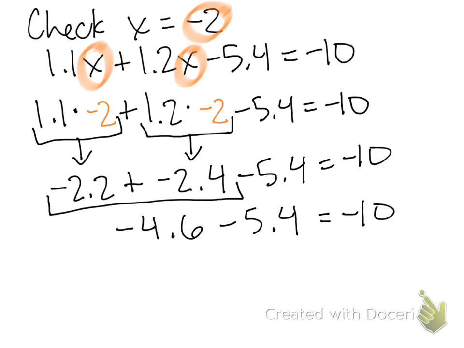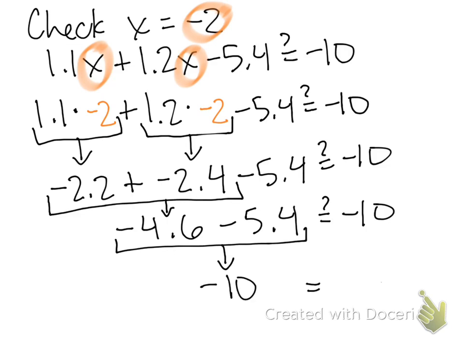And I forgot that because we're checking, we're going to put this question mark symbol on top. And what we're looking for is to see whether we get the same number on both sides. Okay, negative 4.6 minus 5.4, I get negative 10 and negative 10. This shows me that I get the same number on both sides. So my answer is correct.